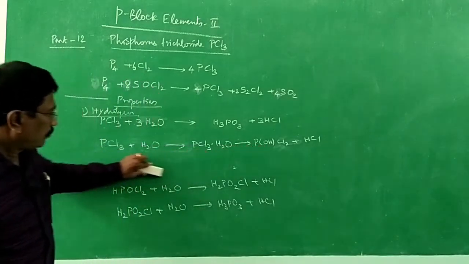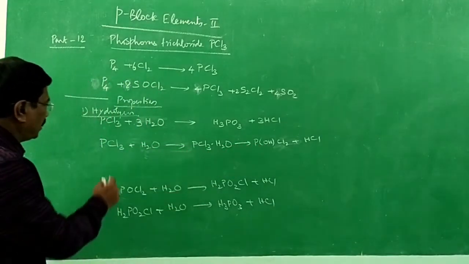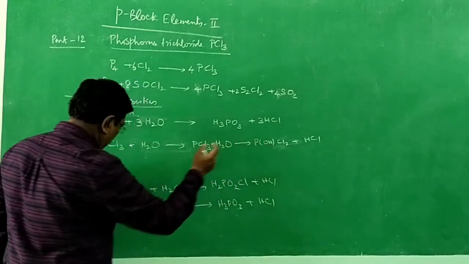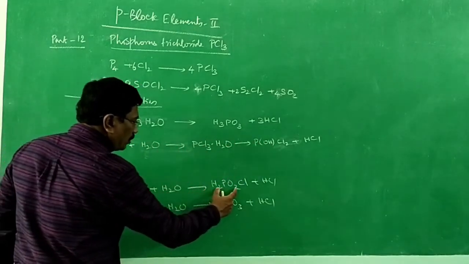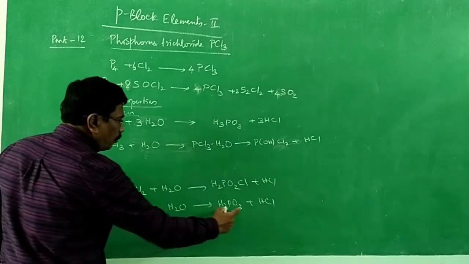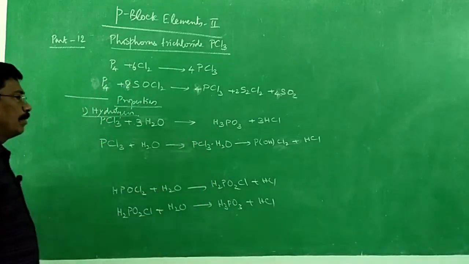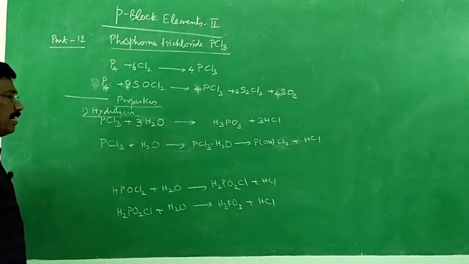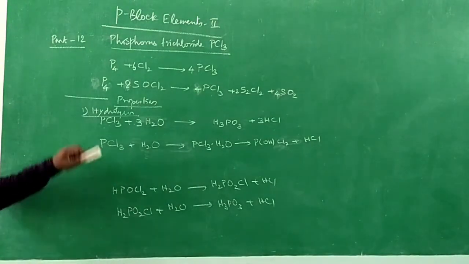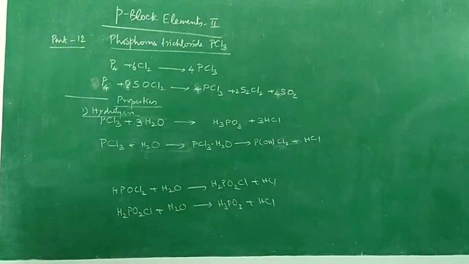Alright. So in each step, in the first step, one chlorine is replaced by one OH. Second step, the second chlorine is replaced by one OH. Third step, another chlorine is replaced by one OH. You will be getting H3PO3. So 3 chlorine atoms are being replaced by 3 hydroxyl groups. This is how, by hydrolysis, we get phosphorus acid.